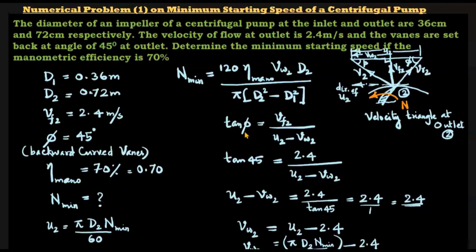But we do not know both U2 and VW2. So let it be as it is. So tan 45 is equal to 2.4 divided by U2 minus VW2. So what is U2 minus VW2 then? 2.4 divided by tan 45. So tan 45 is 1. So therefore 2.4 by 1 is 2.4 itself. So U2 minus VW2 is equal to 2.4.